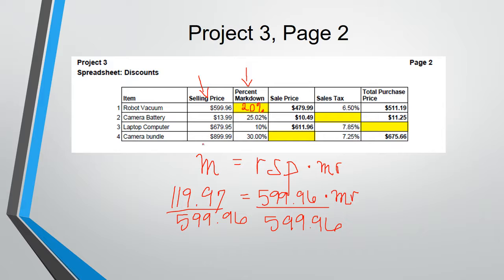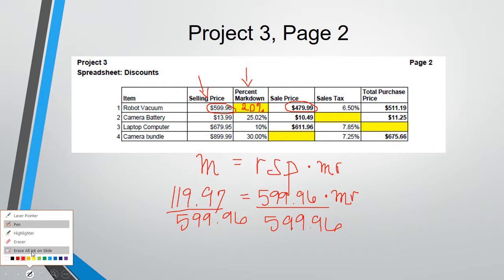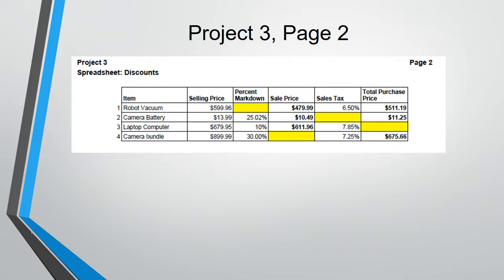Again, using the formula, markdown equals selling price times markdown rate or percent markdown. If we don't know what the markdown is, we just take the sale price and subtract that number from the selling price. Again, that's $599.96 minus $479.99, giving us $119.97. Divide both sides by the selling price, that gives us the percent markdown. So we got that part.